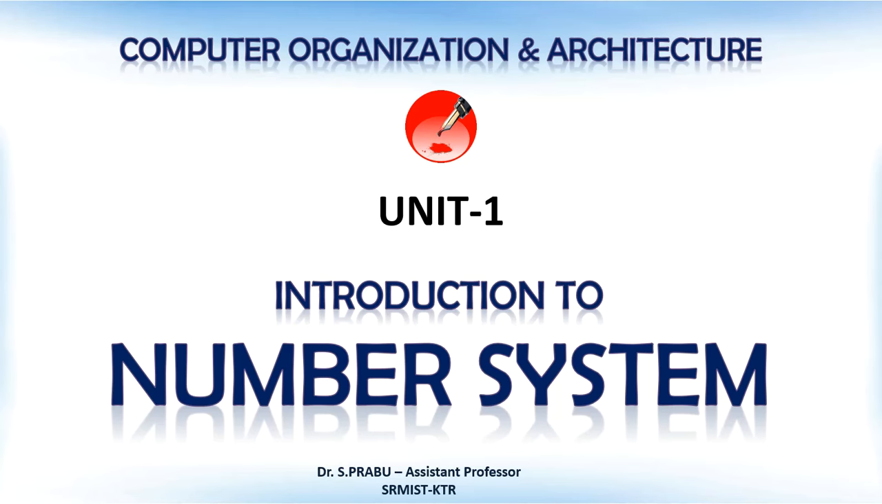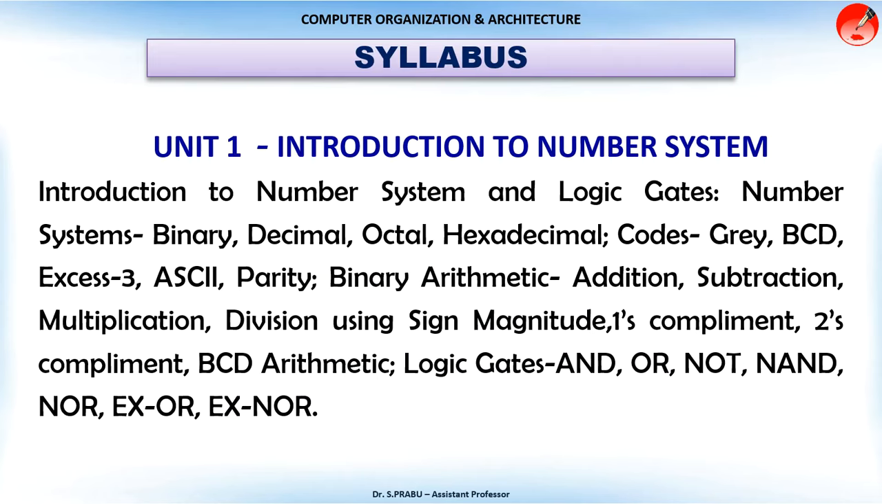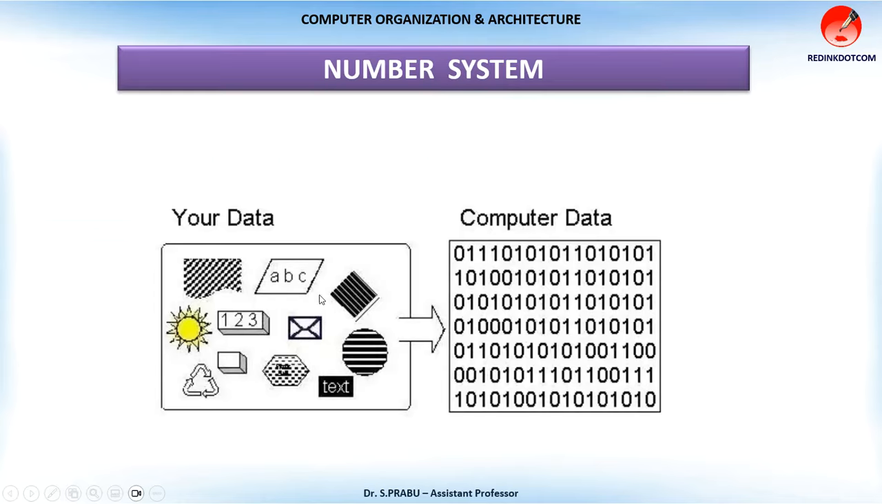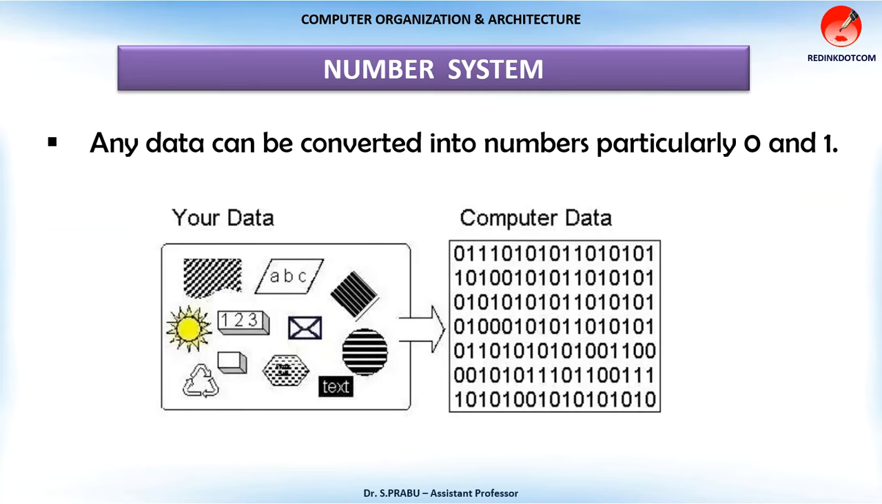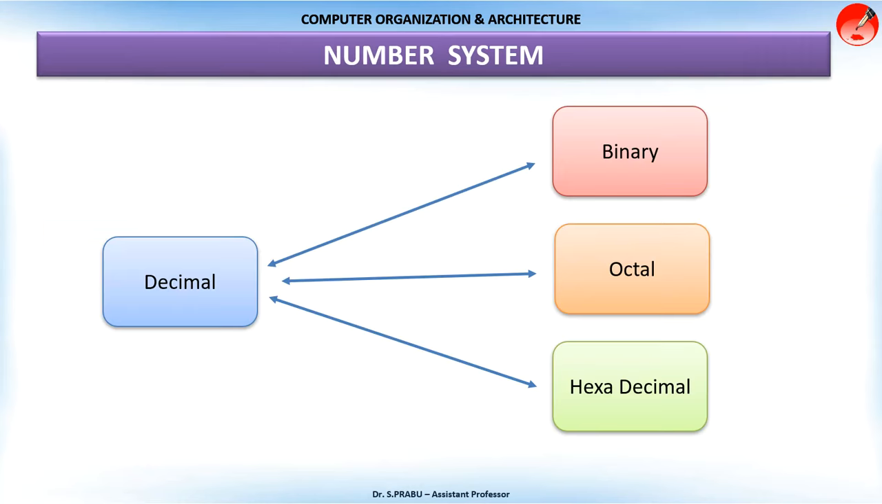In this video, I am going to discuss Unit 1 content of Computer Organization and Architecture. The first topic is Introduction to Number System. Whatever data we are using inside the computer can be stored in the format of numbers only. There are different types of number systems available. Here we should know how to convert from one number system into another number system.